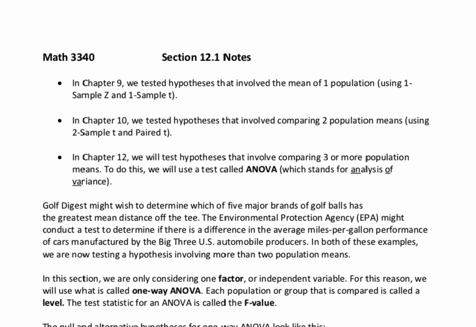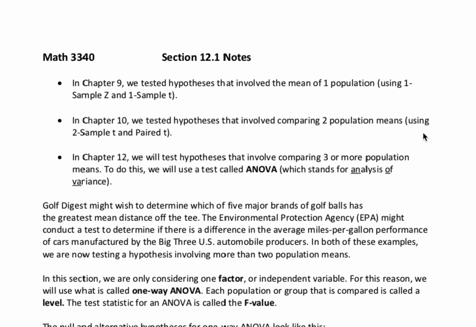In this video for section 12.1, we're going to introduce a new type of test called ANOVA. First we're going to do a quick recap of what we've been doing. In chapter 9, we tested hypotheses that involved the mean of one population and comparing that mean to a number. We used one sample Z and one sample T, depending on whether our standard deviation was known or unknown.